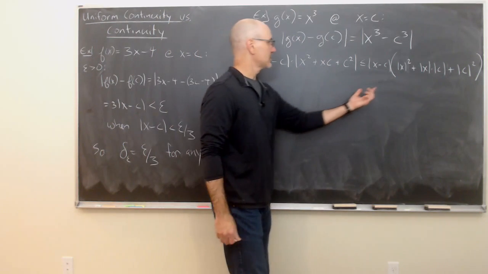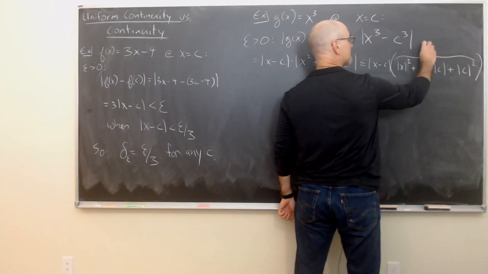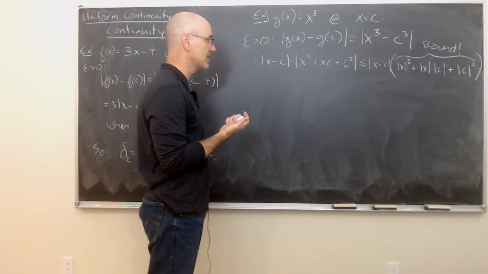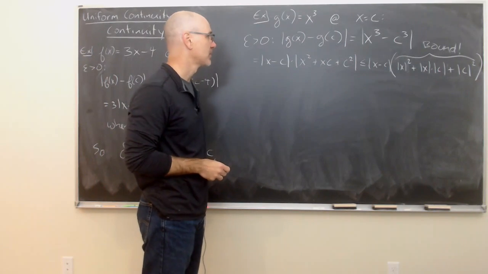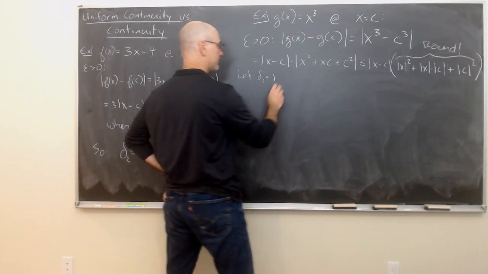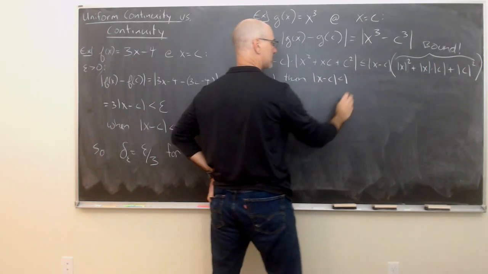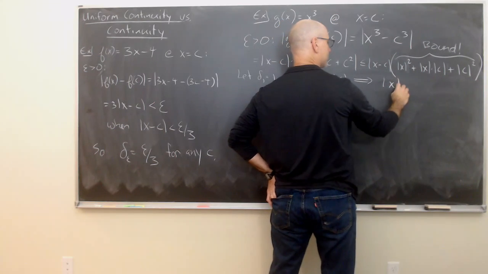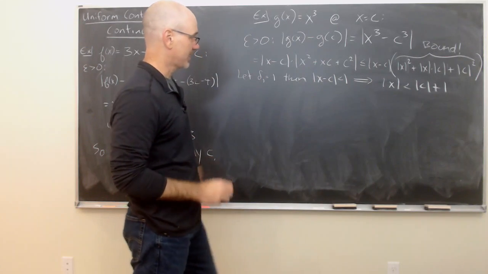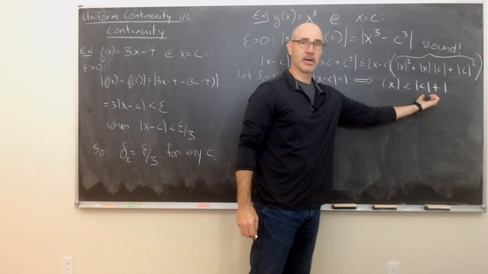Now, we want to make this last expression less than epsilon, but the sticking point is this expression here. We have to produce a bound for that, so then we know how small to make |x − c|. So let's take my delta 1 equal to 1. Then if |x − c| < 1, that implies that |x| < |c| + 1. And then I can replace all of the x's in this term I need to bound with this upper bound |c| + 1.